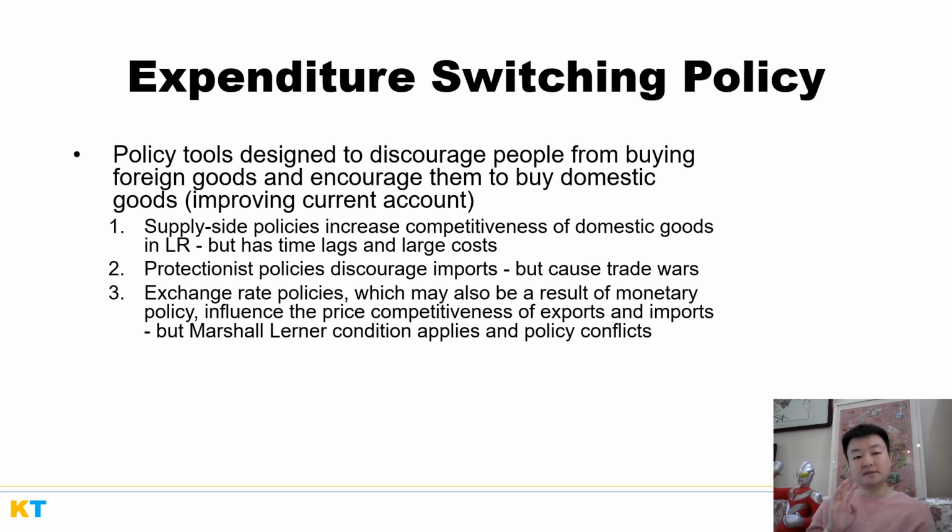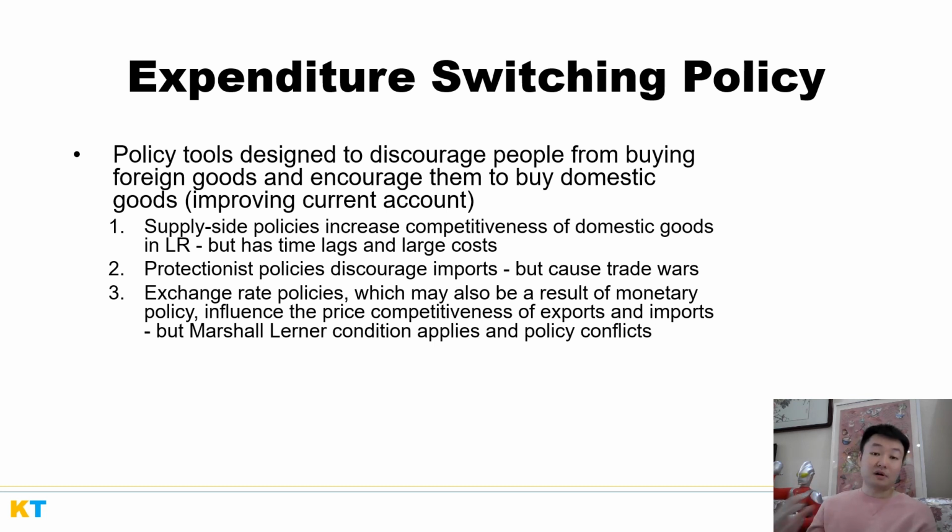So the third one is exchange rate policies. And exchange rate policies may come as a result of monetary policy. And so these are supposed to influence the price competitiveness of exports and imports. And so we might have a country managing their exchange rate and keeping it very, very devalued, very low. So there are more exports and less imports.